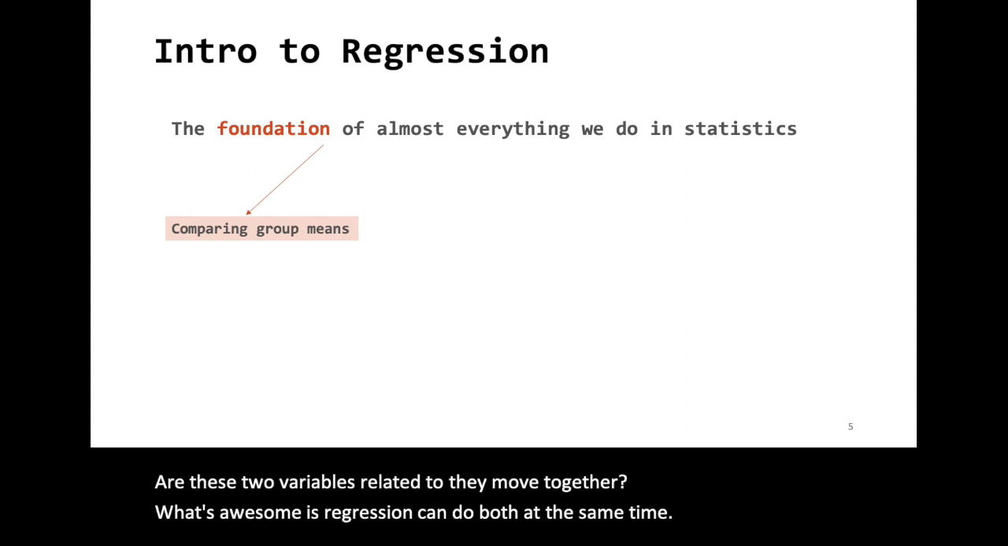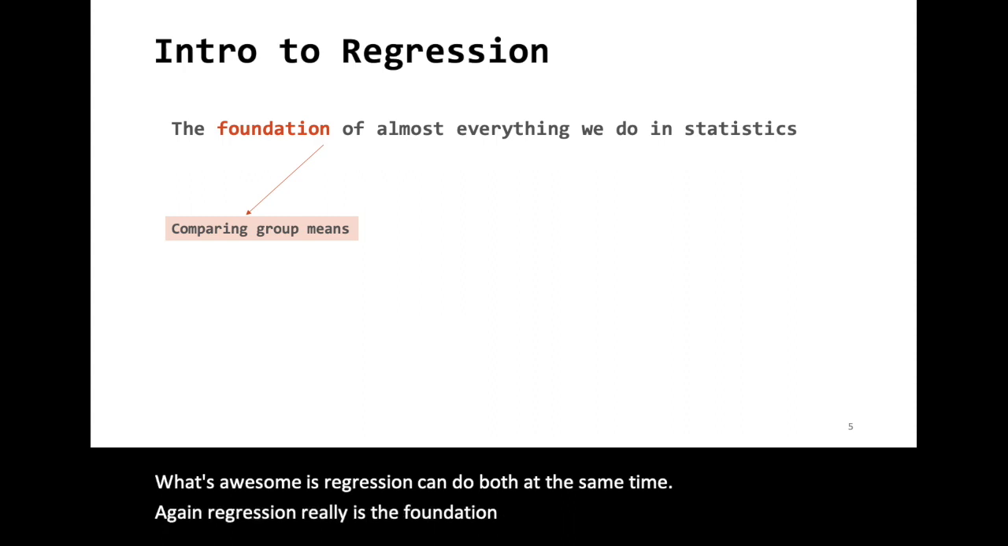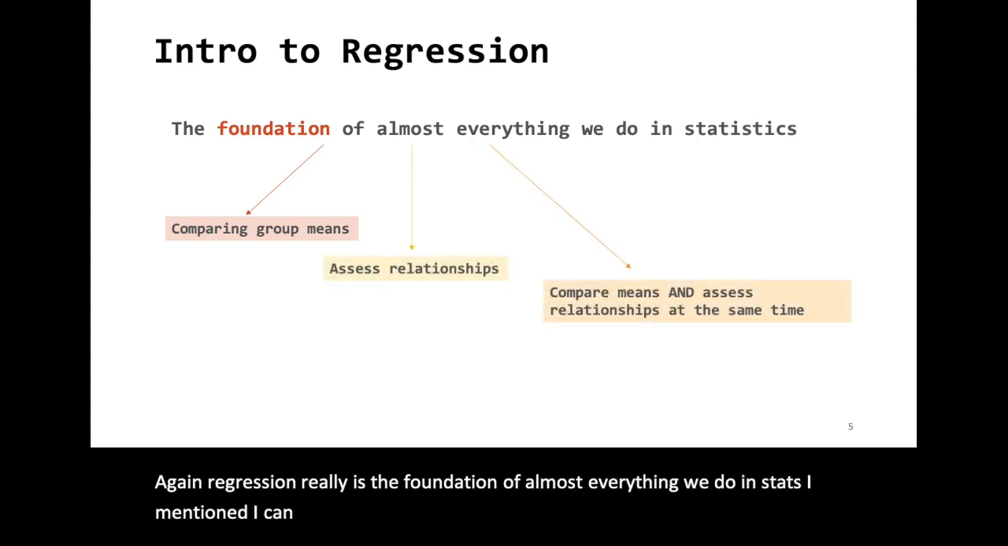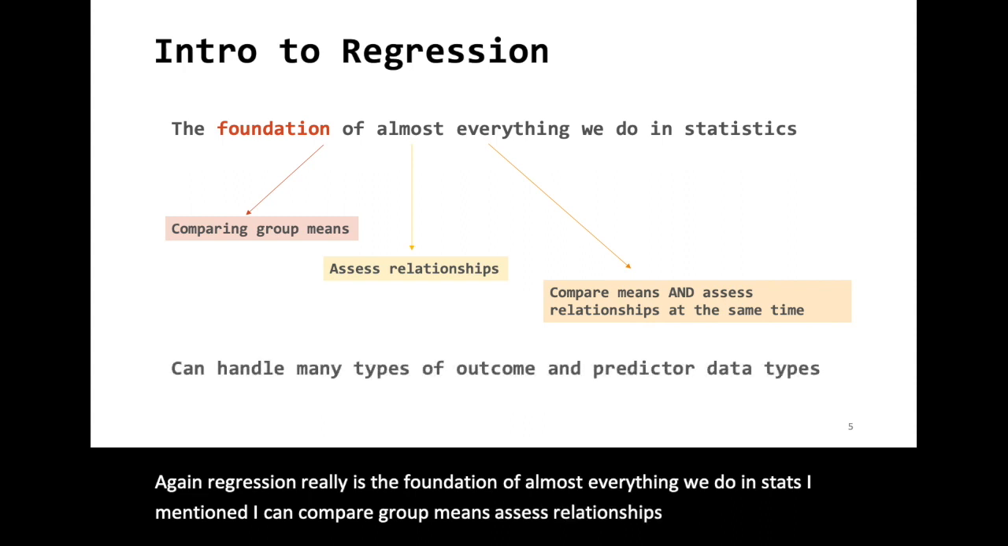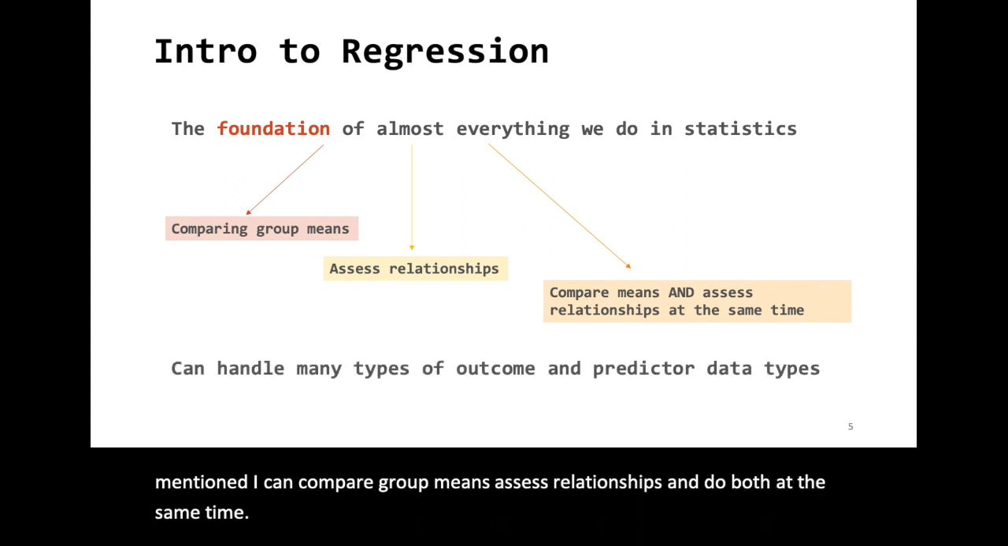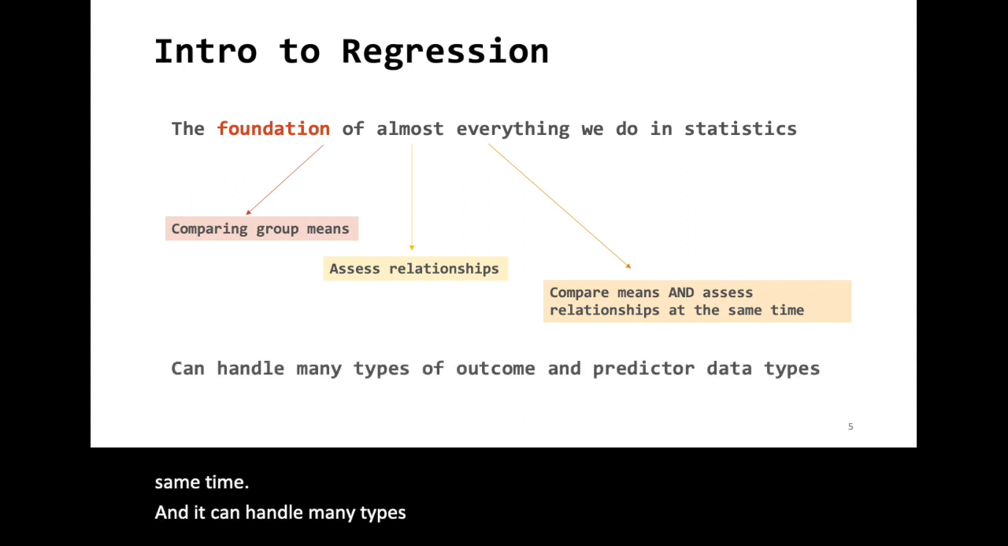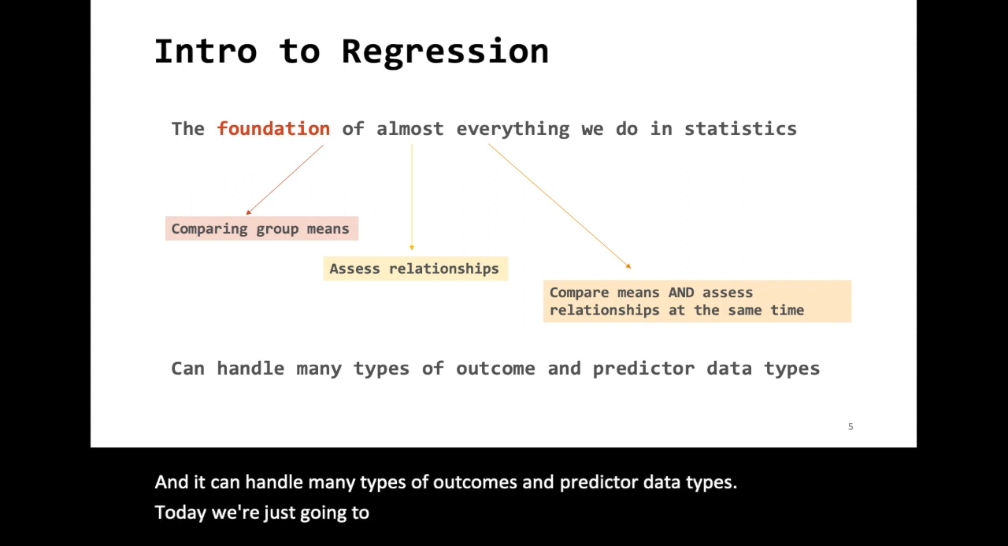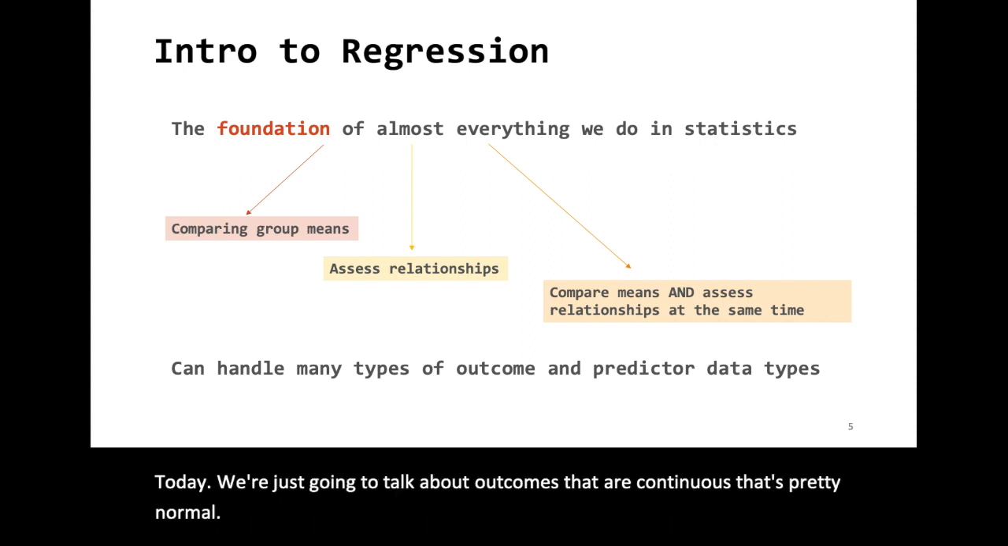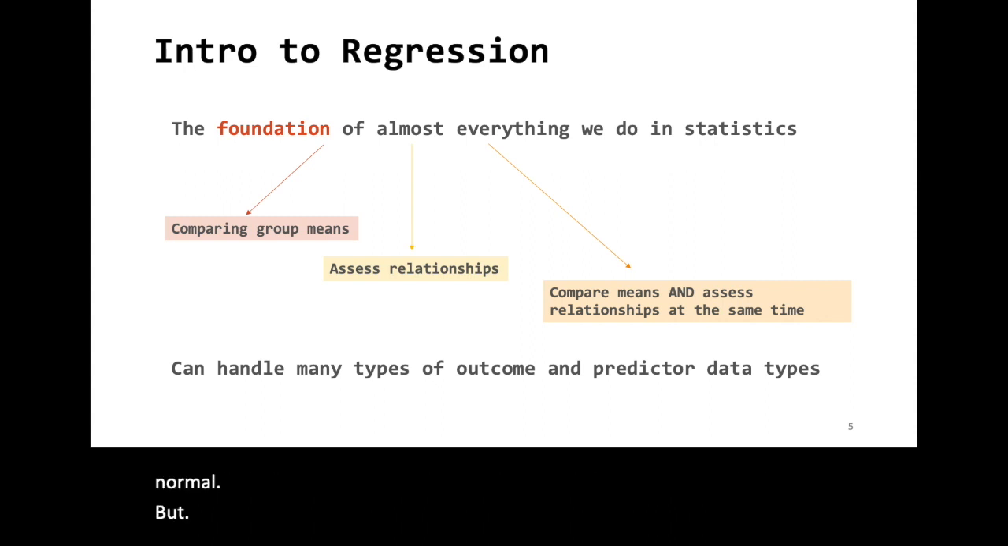Again, regression really is the foundation of almost everything we do in stats. Like I mentioned, it can compare group means, assess relationships, and do both at the same time. And it can handle many types of outcomes and predictor data types. Today we're just going to talk about outcomes that are continuous. That's pretty normal. But next lecture, in a couple weeks, we will introduce some other ways we can use regression.